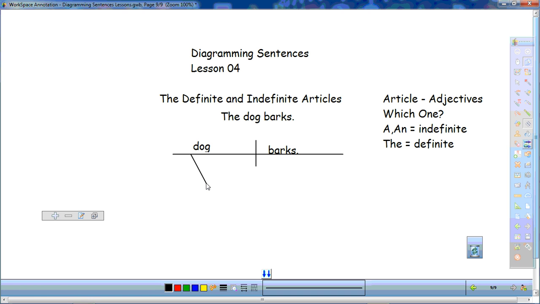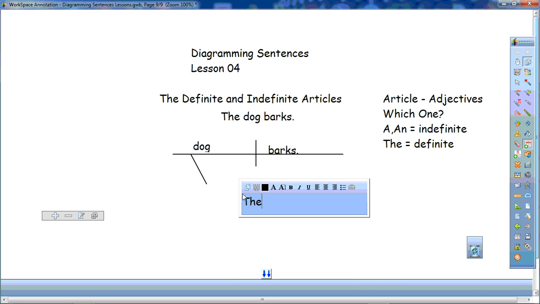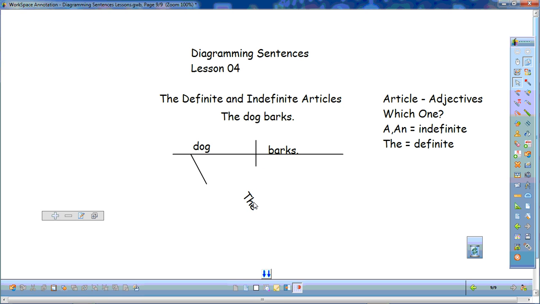Everything that goes with the predicate or the verb goes on the right-hand side. So in this case, we have to put the over here on the left-hand side at a diagonal underneath the word that it's modifying. And that's how it's done. It's really done that way every time. And so, in this case, the article is an adjective. It's telling which one.